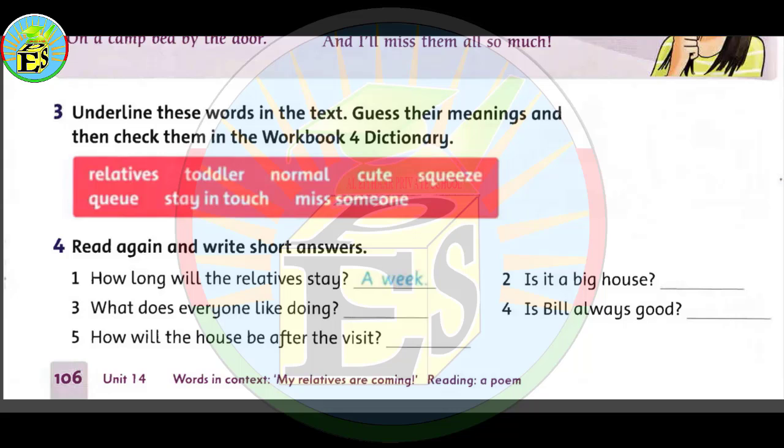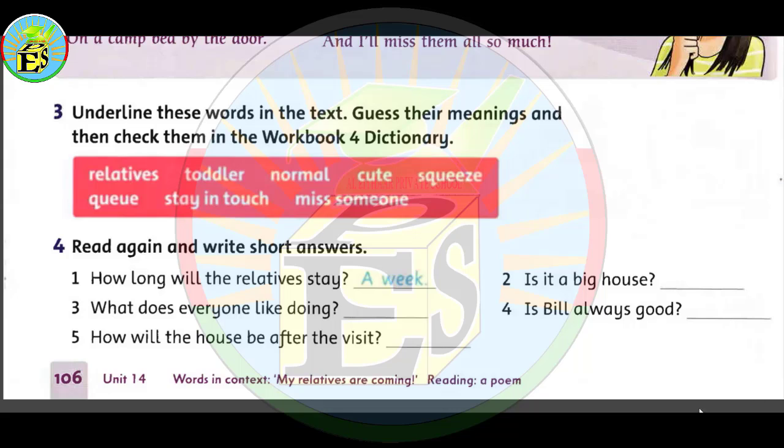We can find it under letter C. You can find it on page 132. And cute is an adjective, and it means pretty or funny, especially for children.